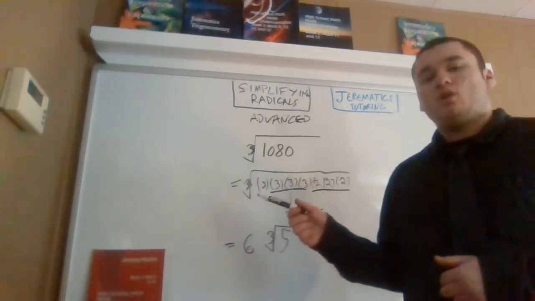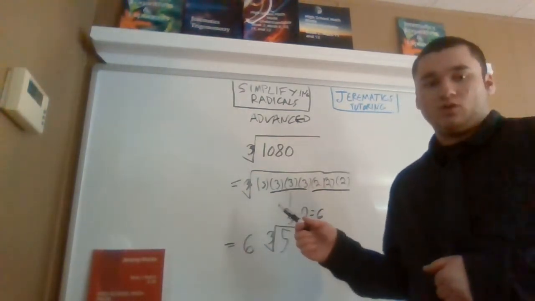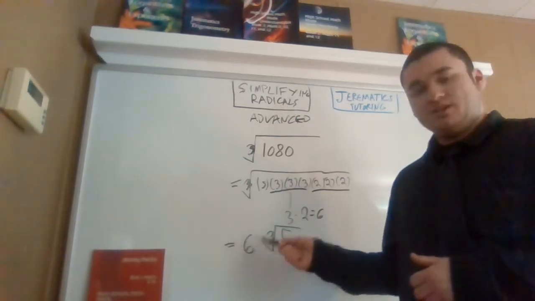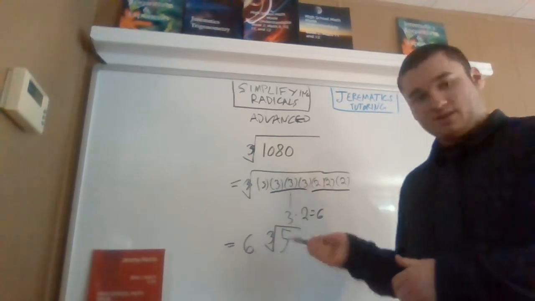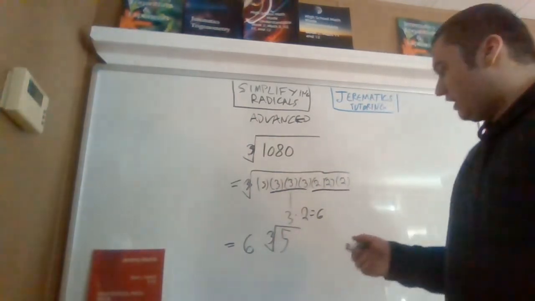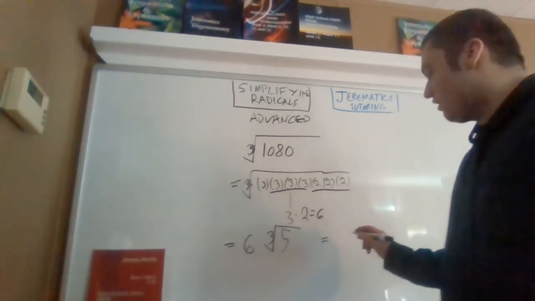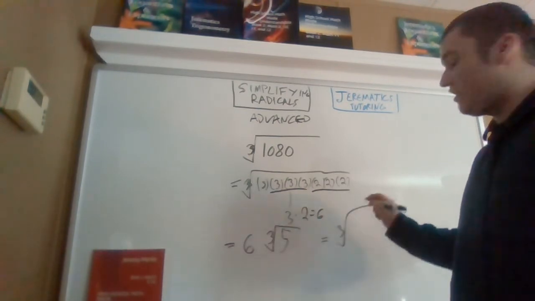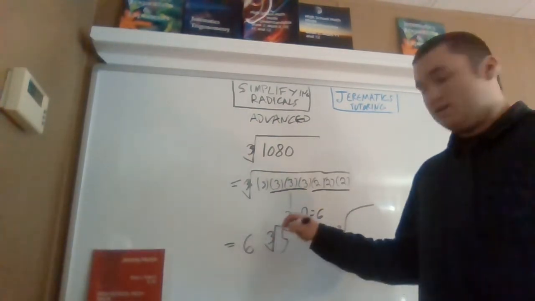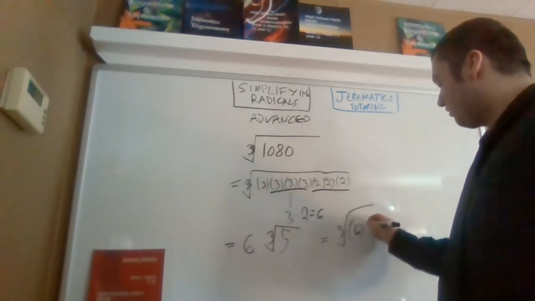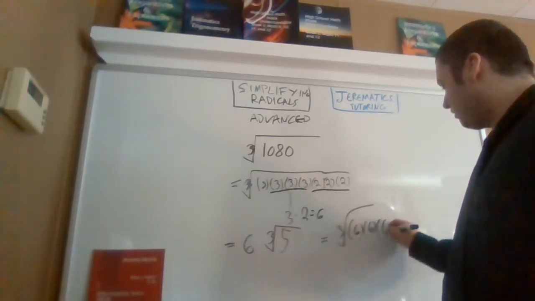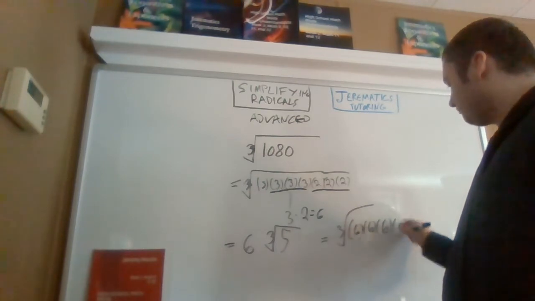If you're going to pull a number inside of the radical, you do the opposite. You multiply the number outside of the radical by itself n number of times and multiply by what's inside of the radicand. And what I mean by that is 6 cube root 5 would be written as the cube root of 6 cubed times 5, because when you pull this inside, the index is 3, so you multiply 6 by itself 3 times. So 6 times 6 times 6 times 5.